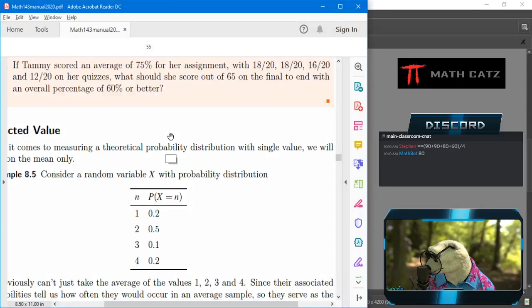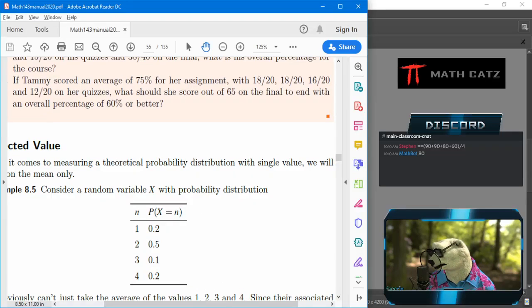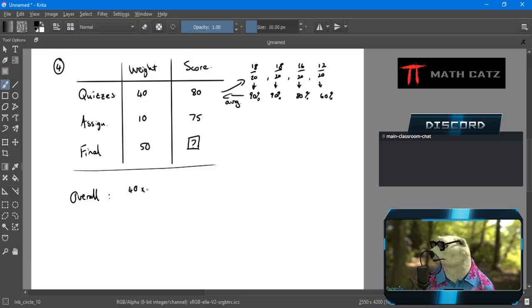Then the final exam, we don't know what the score should be, let alone out of 65. But we have a target overall of 60. So let's make this a question mark in a box. So then overall, our calculation is going to be the same: a weight of 80, a weight of 40 with a score of 80, a weight of 10 with a score of 75, a weight of 50 with a score of question mark in a box.